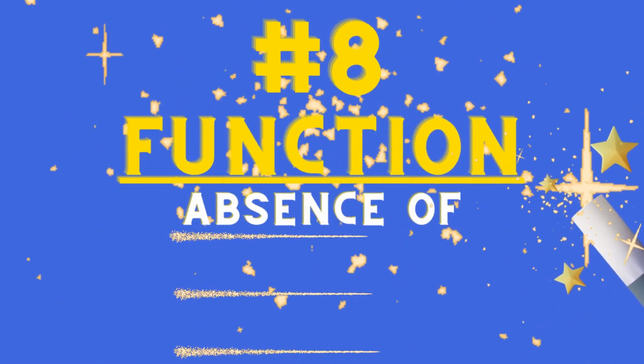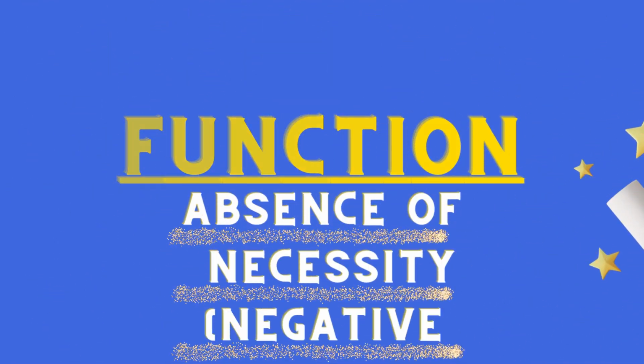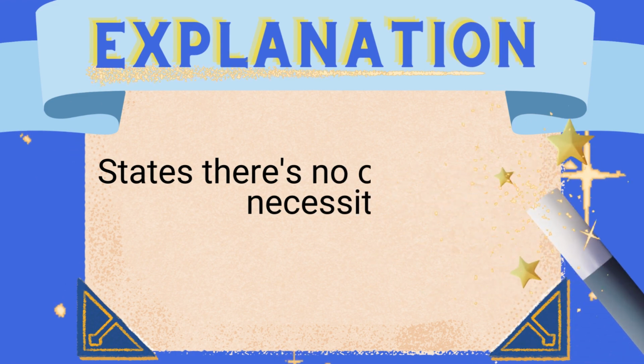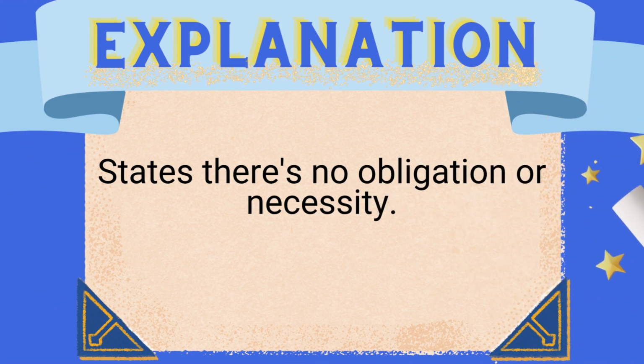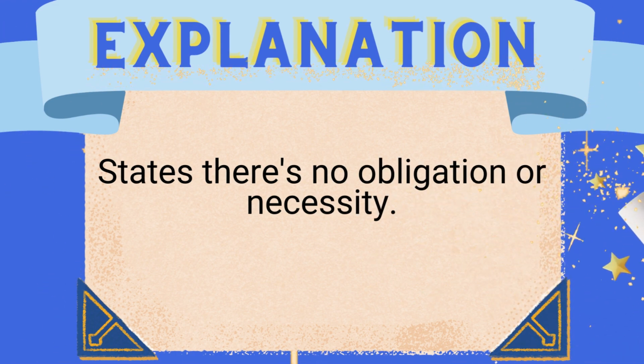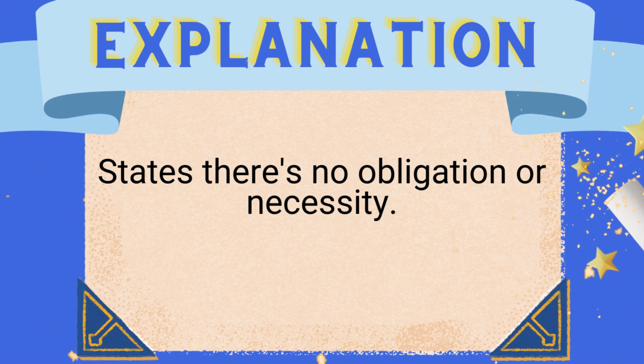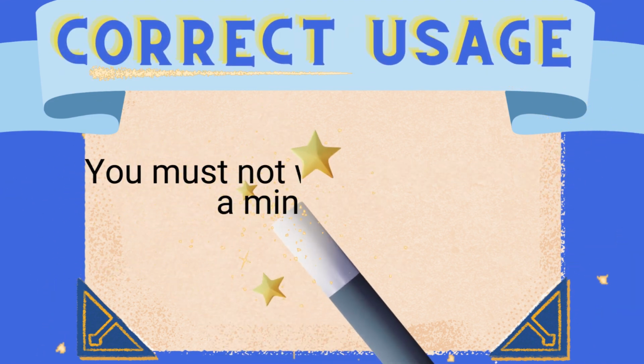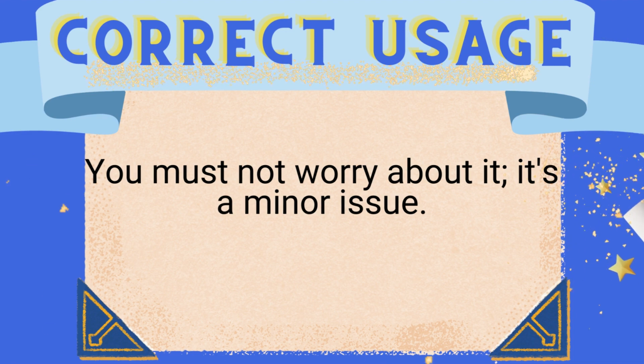Lastly, we'll explore must not for indicating that something is not necessary. In this usage, must not means that there is no obligation to do something. For instance, you must not worry about it, everything will be fine. You must not worry about it, it's a minor issue.